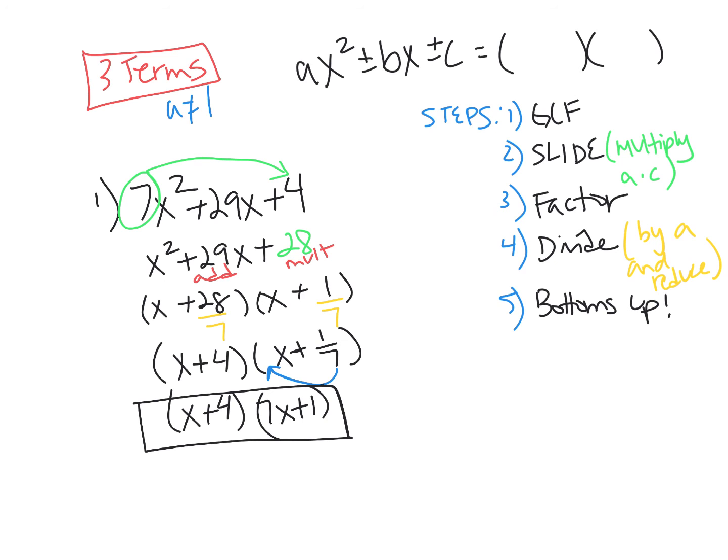So remember, slide, divide, bottoms up. Again, how can I check my answer? I can graph. If you have a graphing calculator, make sure that your original equation matches right on top of your factored. Or I could FOIL out if I do not have access to a calculator. So again, the yellow part is divide. And here we have bottoms up.